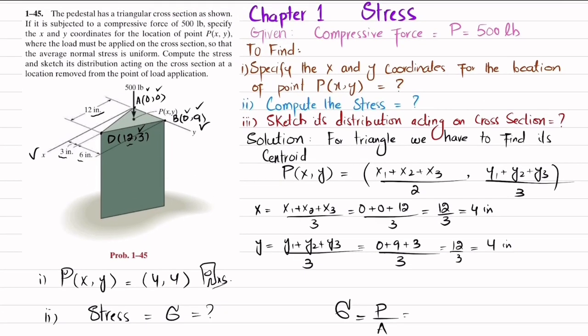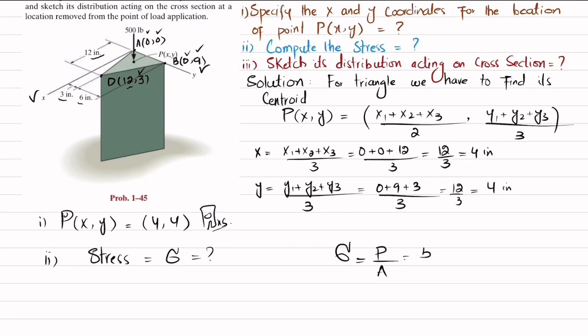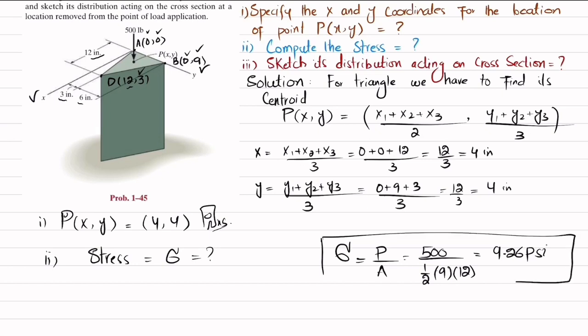500, that is compressive. So 500 divided by the area of the triangle. The area of a triangle is equal to 1 over 2 into its base. The base, you can see, is 9, and its altitude is 12. So 1 over 2 times 9 multiplied by 12. And when you calculate it, you will get the stress equal to 9.26 psi. So this is the answer of our second part.